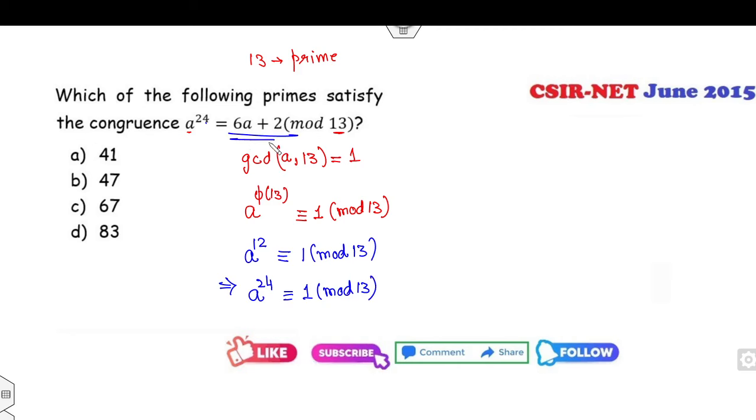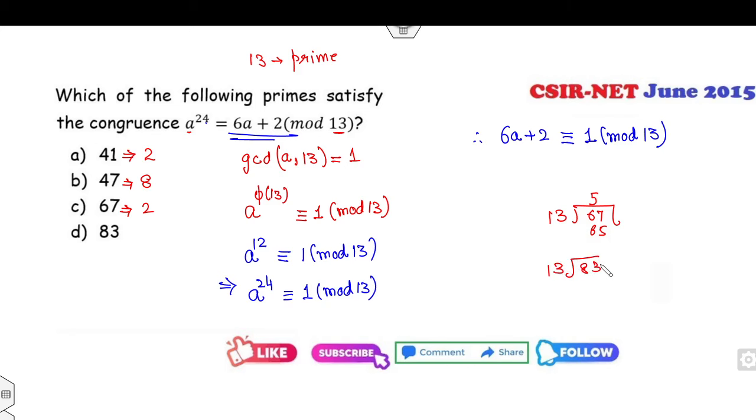Now you can compare this value. What will happen? 6A plus 2 is congruent to 1 mod 13. Now look at the option which was the following satisfied. Firstly, I can try to make this a simpler one. I can use modulus 13. 13 times 3 is 39, the remainder is 2. If you divide 16 by 13, it will be 3. 13 times 5 is 65, so it is 2. If you divide 83 by 13, 78 is 13 times 6, so it will be 5. It is 5. Fine.